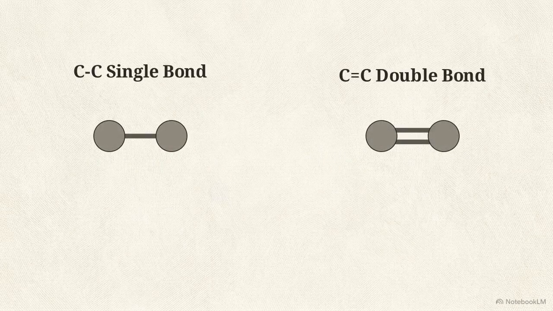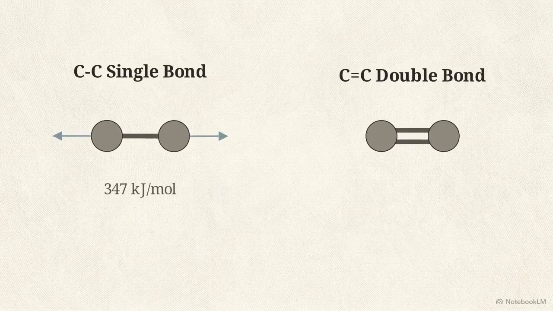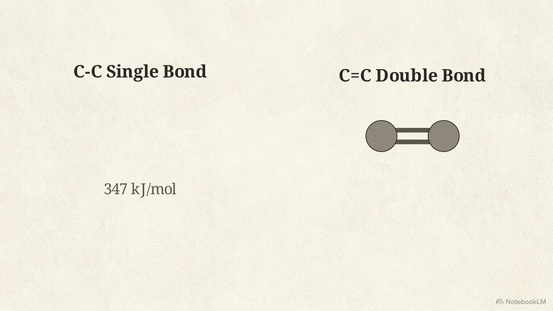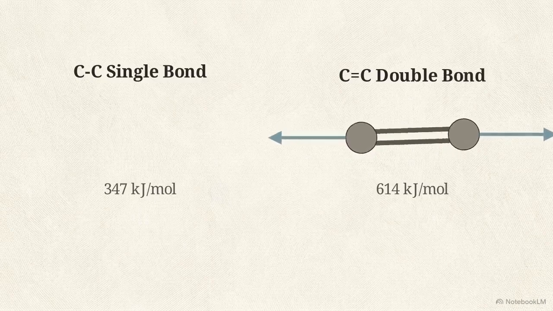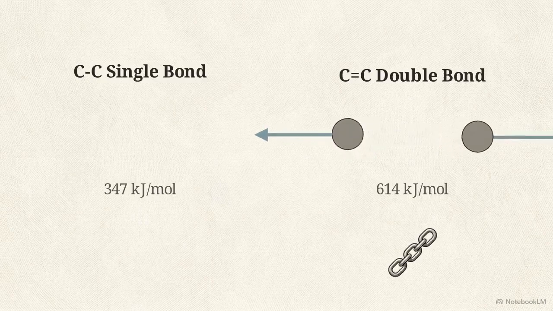This data table compares the energy requirements for different carbon bonds. A single carbon-carbon bond requires 347 kilojoules per mole to break. A double bond increases that requirement to 614 kilojoules per mole. Higher bond energy means higher molecular stability.